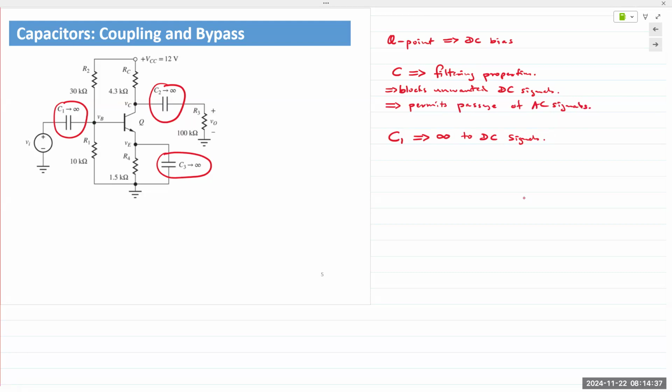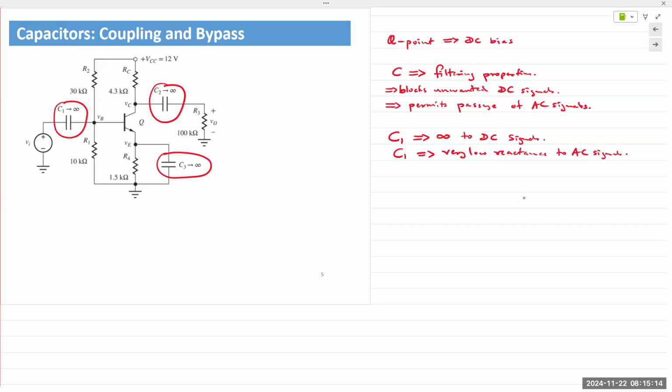So the values of these capacitors are chosen such that they provide very minimal resistance or opposition or impedance to the AC signals. So again, capacitor C1 is chosen with a value such that it's infinite impedance to DC signals and very low or negligible reactance to AC signals. That is the purpose of C1.